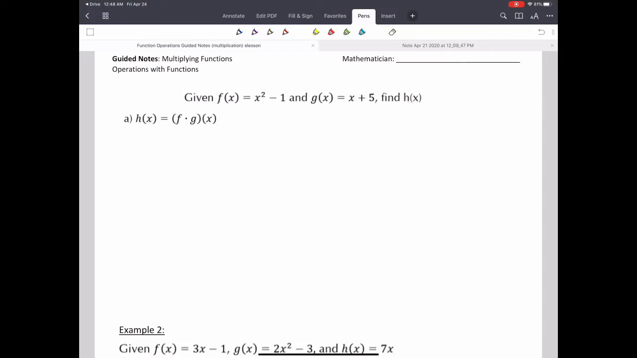Okay, so I think maybe the most tricky thing with this is just the notation of these function problems. And right here, we're given a bunch of information, and that's important. You need that information in order to do any of the arithmetic that is being asked for this specific problem. We have an f of x function right here, and we have a g of x function here. And it just says find the h of x, which is basically what is the product of those functions.